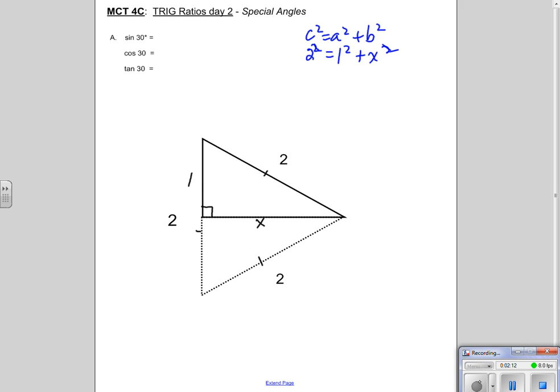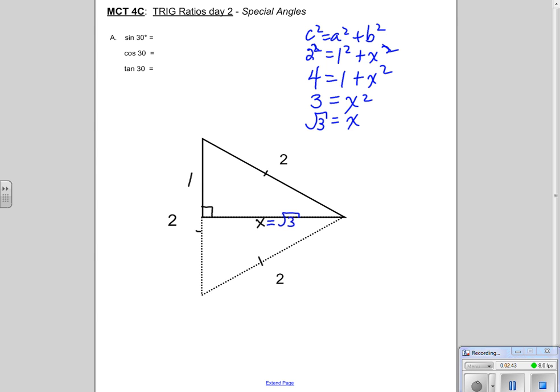So I have 2 squared, 4. I'm having such a time with this machine again. 4 equals 1 plus x squared. I'm going to subtract 1 from both sides. So 3 is x squared. We know that we want the length of the bottom, so I don't need to consider the negative, but I'm going to take the square root of both sides. X is root 3. So my triangle has lengths of 1, 2, and root 3.